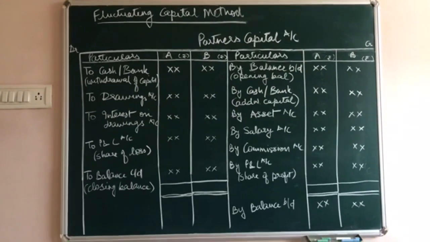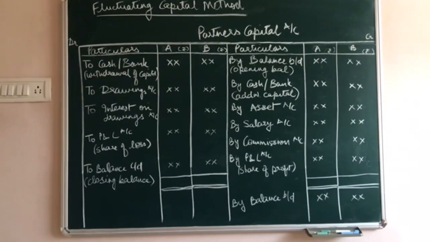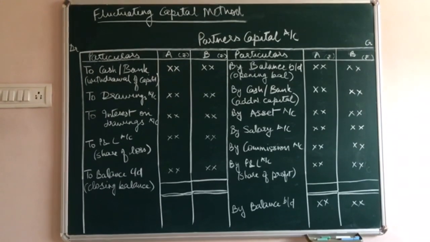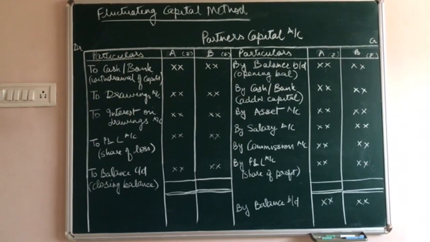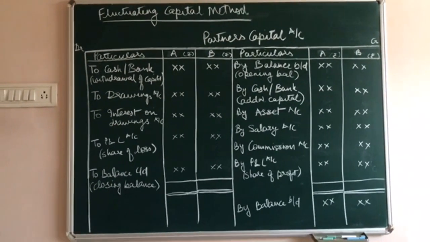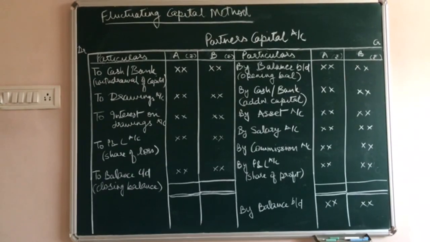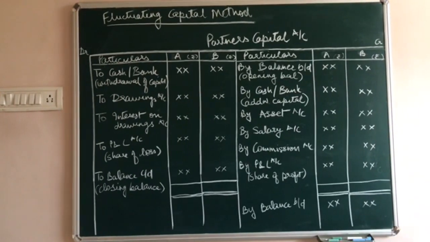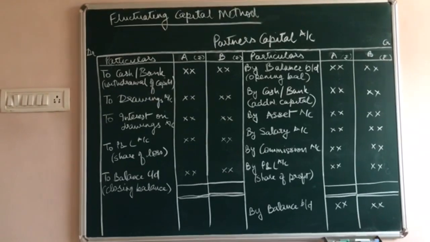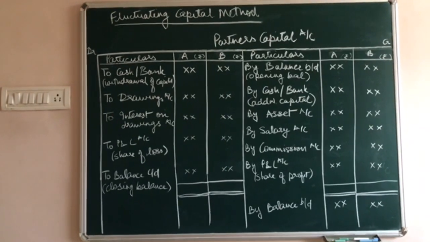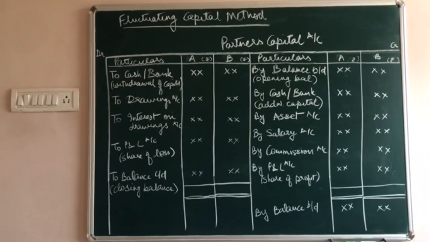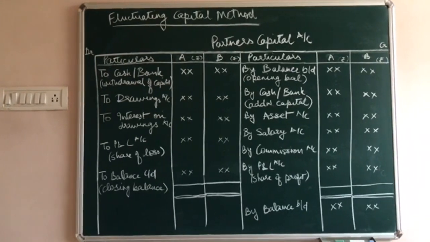Then by salary account, this salary account means partner's salary account. Commission account, that is partner's commission account. And by P&L account, that is profit and loss account, is share of profits. Now this salary, commission, share of profits, why it is included on the credit side? Because it increases the capital of partners.